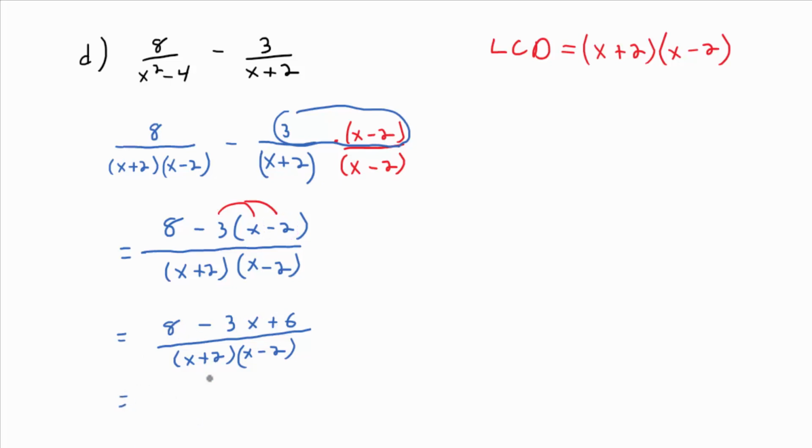Okay, combine like terms. What do you get? What's 8 plus 6? So you get 14 minus 3x, or negative 3x plus 14, all over the LCD. There's no common factors in the numerator, so I'm just going to leave it as is.